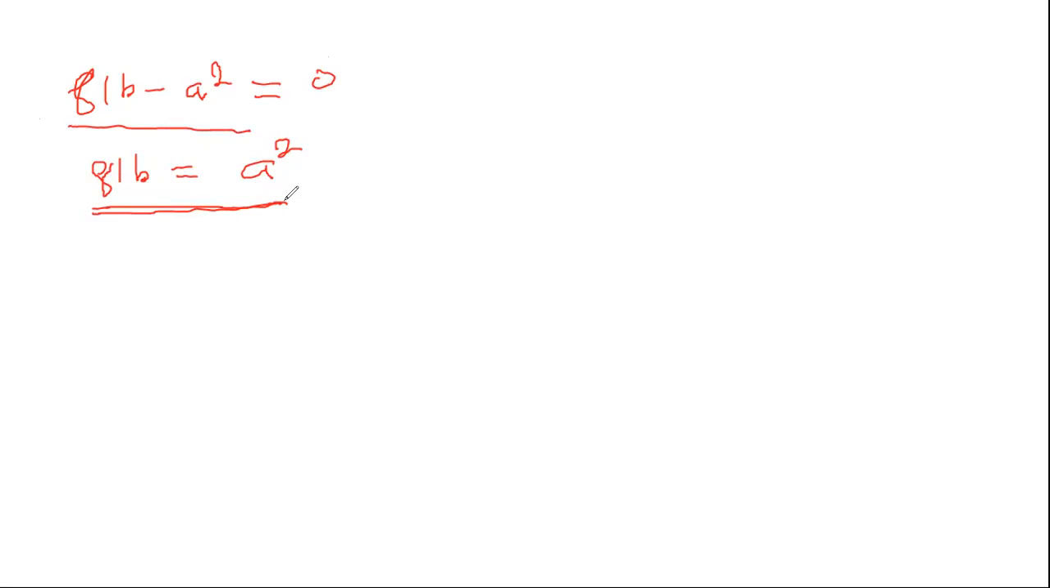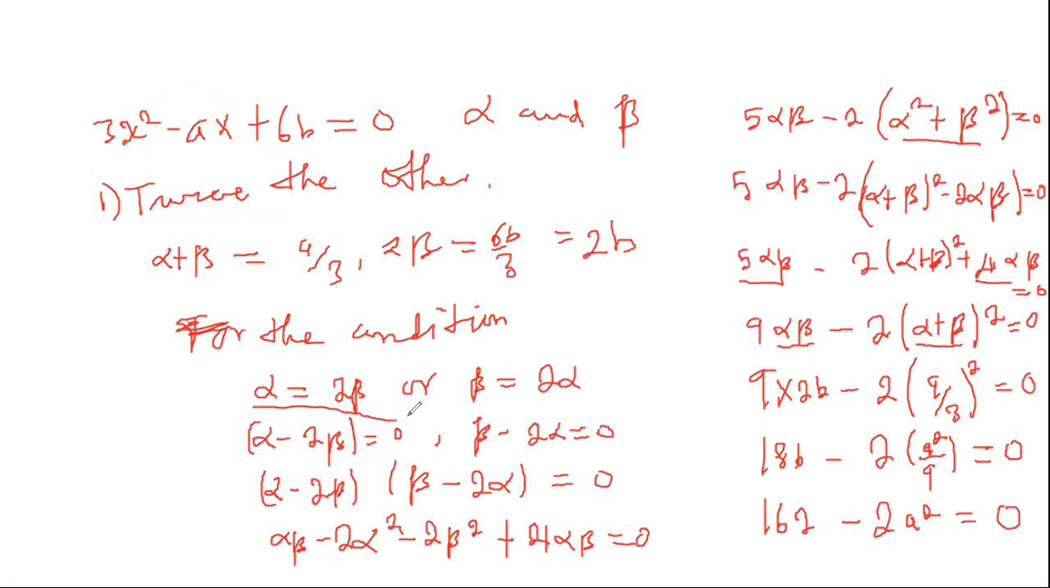Is that okay? I thought for one root to be twice the other, this a would be like 2a. I think that is where we began from: that beta is either 2 alpha or alpha is 2 times beta. So that is where we began from.